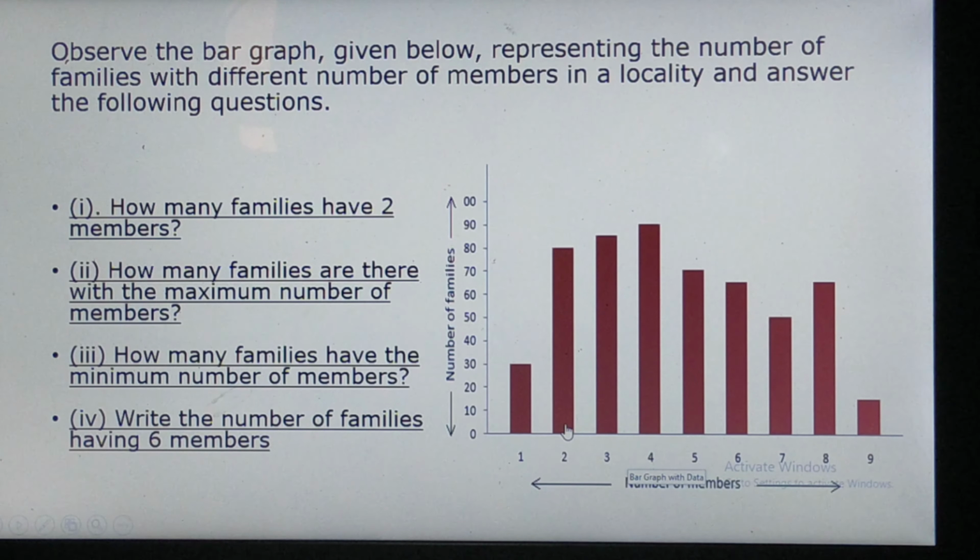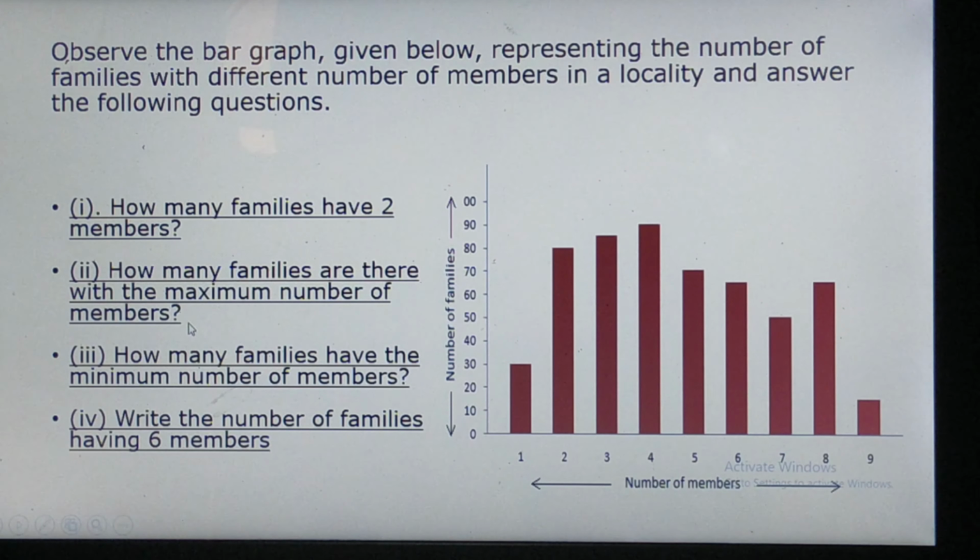And what is the question? You have to find how many families. So check this bar and where it is showing corresponding to the number of families. See the bar which is showing 80, is it? Yes. So the number of families will be 80, which have 2 members in that family. So for the first question, your answer will be 80 families. Check the bar and choose the value corresponding to the y-axis, which is 80. So your answer will be 80.